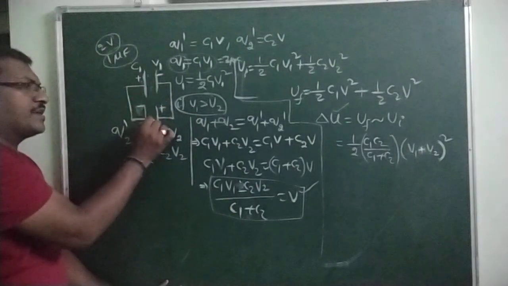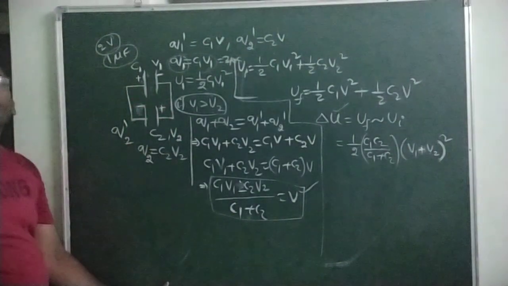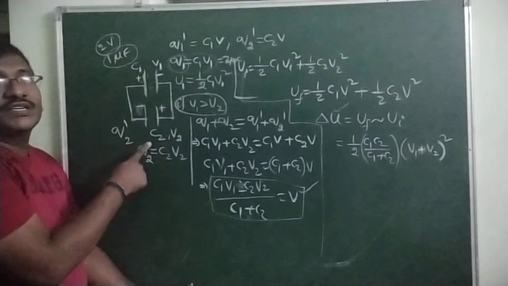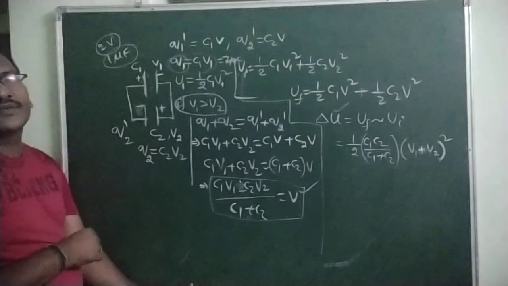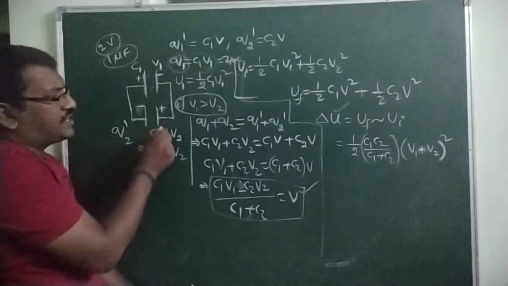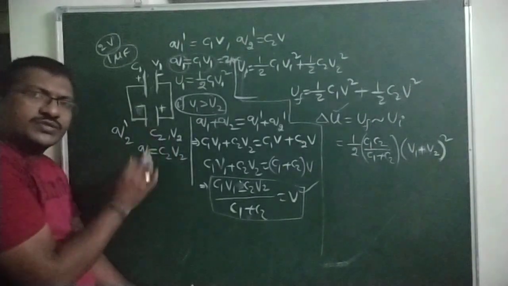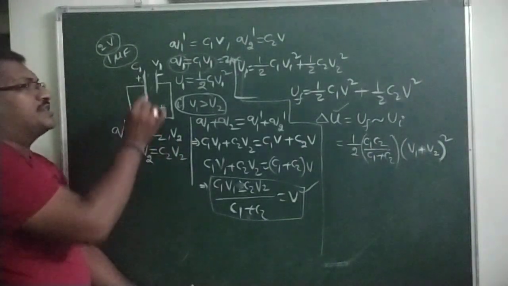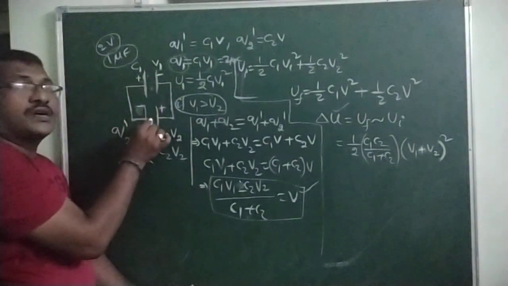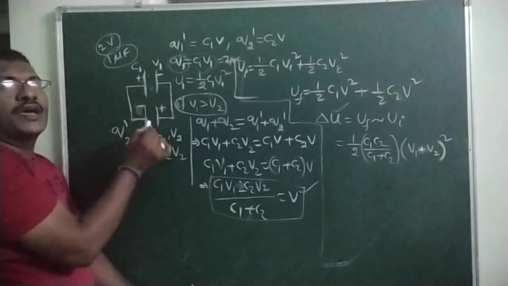For example, the second capacitor is an uncharged capacitor. I am saying the second capacitor is uncharged, which means the charge is 0 and the potential is also 0. When a charged capacitor is connected to the uncharged capacitor, what happens?